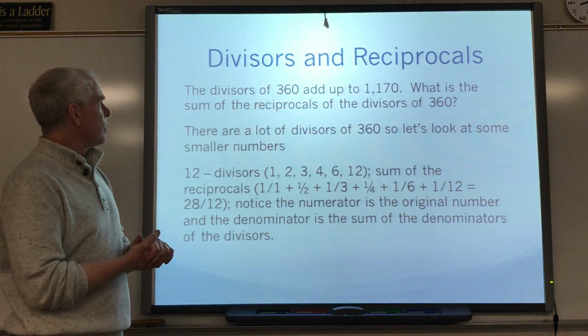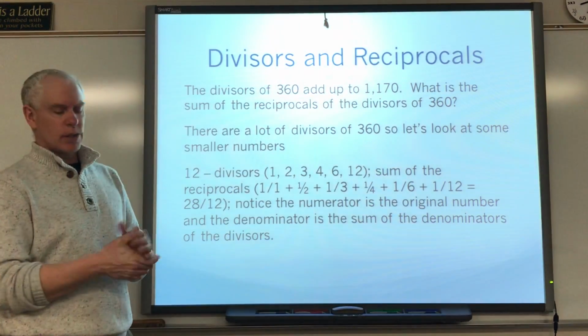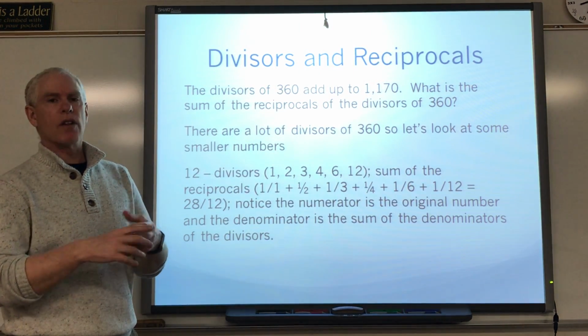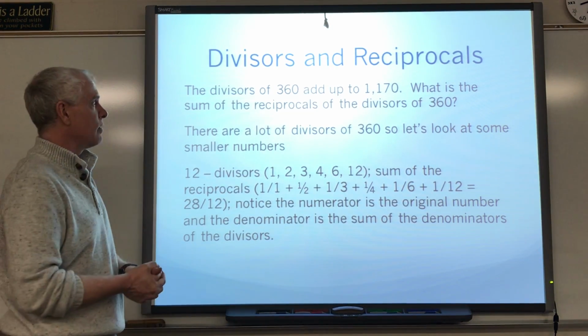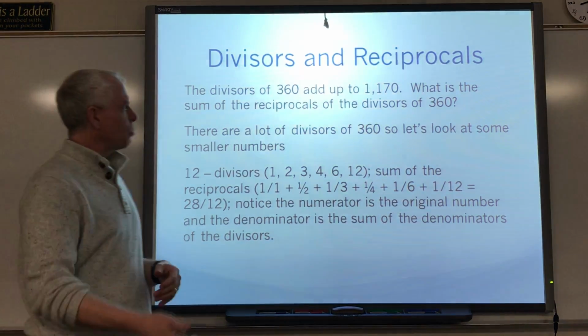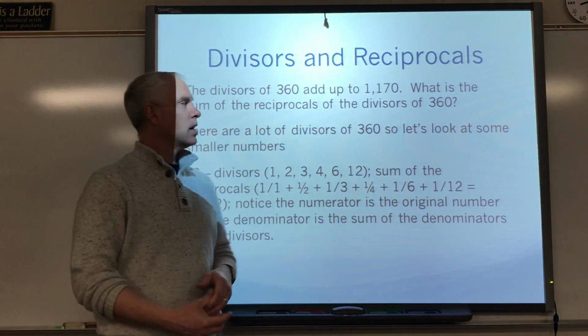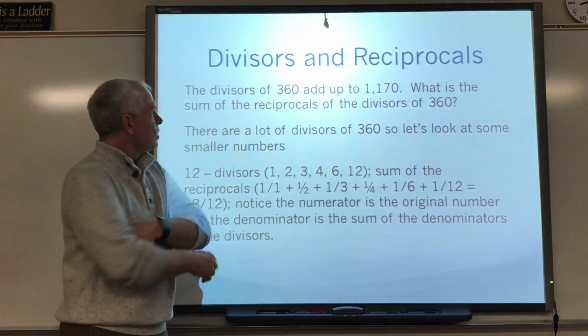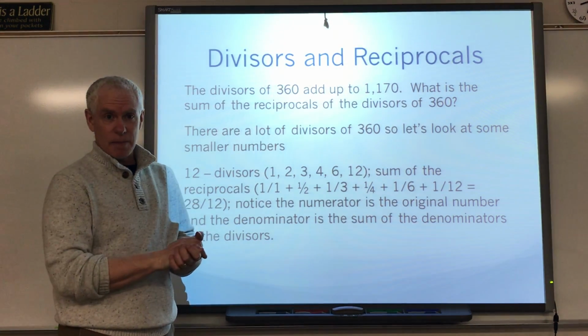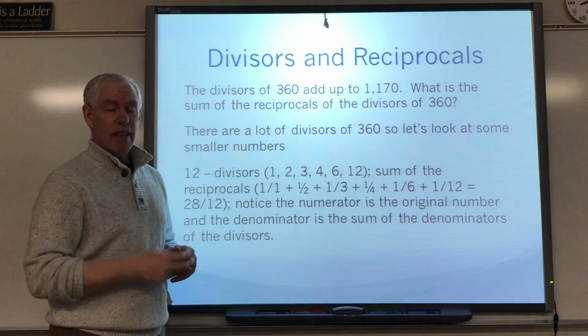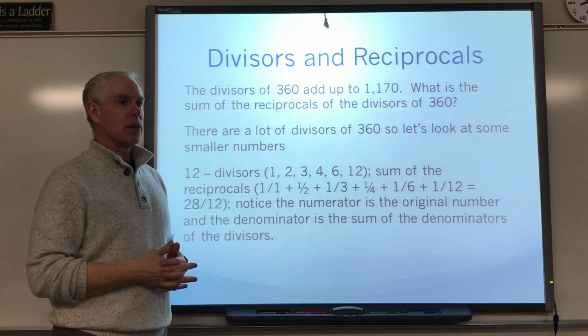It says the divisors of 360, so 1, 2, 3, 4, all the numbers that go into 360 evenly, add up to 1,170. What is the sum of the reciprocals of the divisors of 360? Gross, right? Do you really want to write down all of the divisors of 360, flip them, and then add them all up to find out what that is?